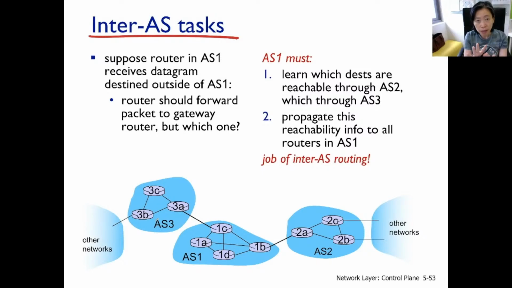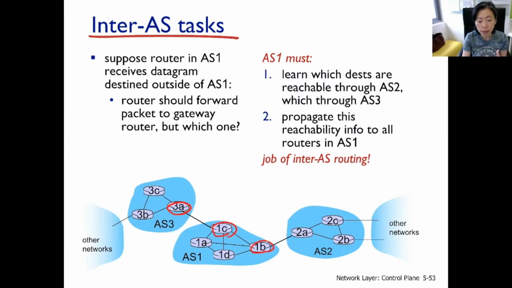Let's take a step back. Look at AS1 here: 1A, 1B, 1C, and 1D. These routers within the AS would run the intra-AS routing. Therefore, they would know the shortest path going to each other. No problem. Now, at a higher level, at the inter-AS routing level, we have these gateway routers.